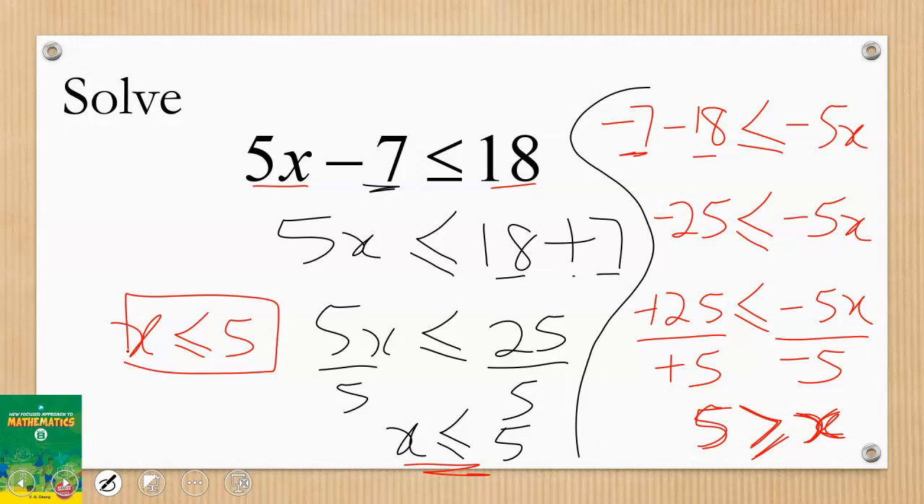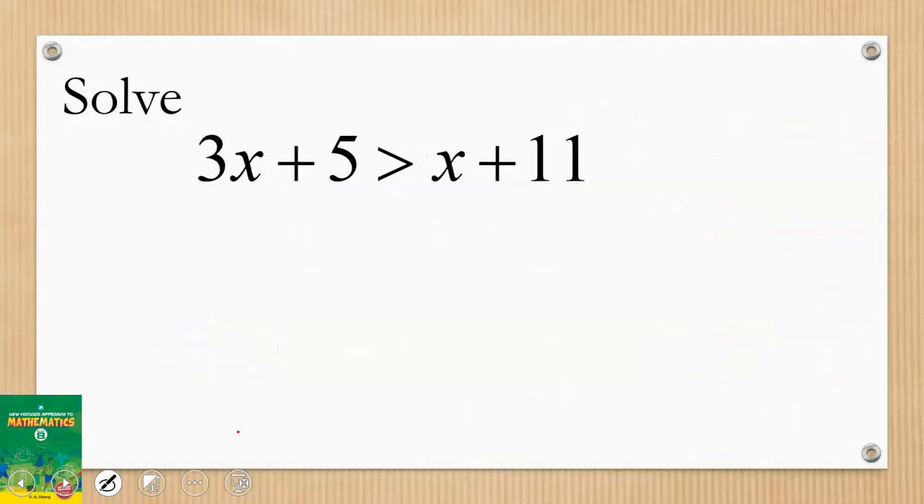And so anytime you divide both sides of an inequality by a negative, you must change the sign and use the opposite symbol. If it is less than, you say greater than. If it is greater than, you say less than. If it is less than or equal to, you say greater than or equal to. Good. Now let's take another example. We have to solve this.